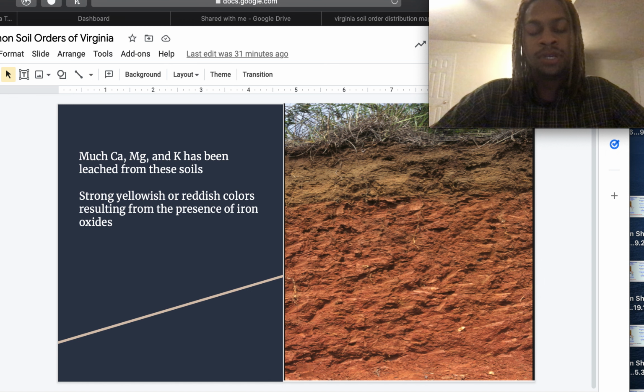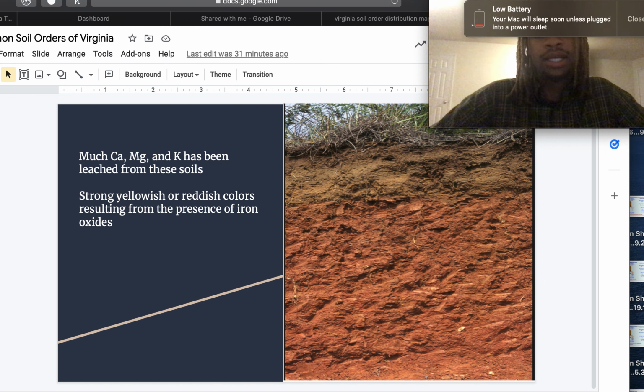As you see in this picture, they're very red. This is because of the presence of iron oxides. But since these soils are low in fertility, much of the calcium, magnesium, and potassium have been leached from these soils.